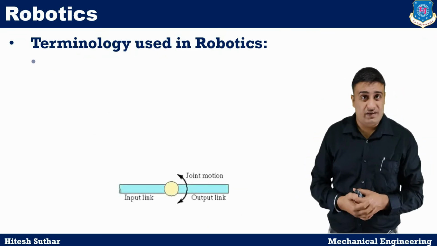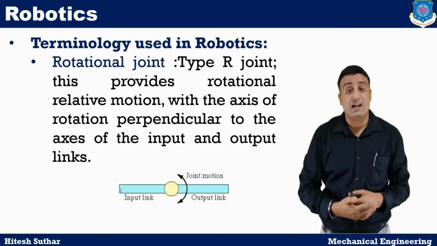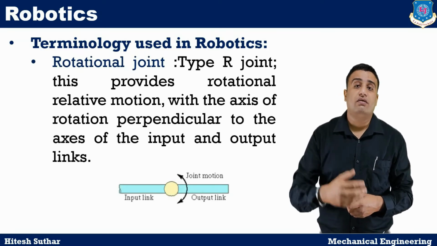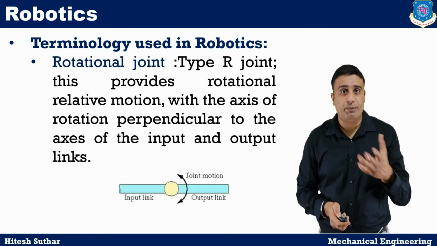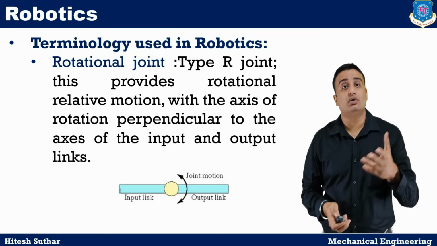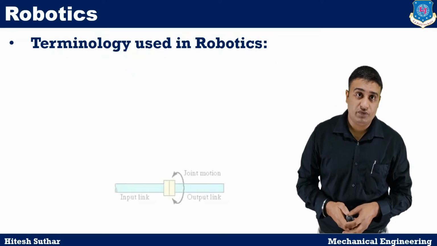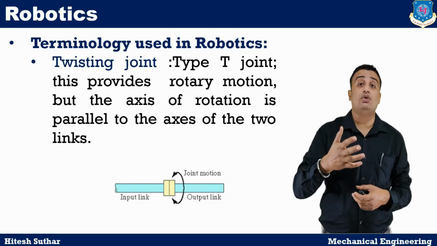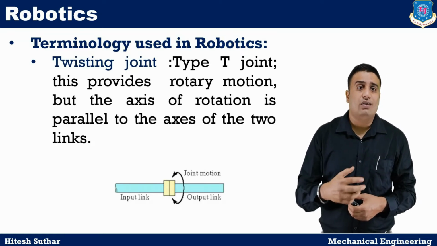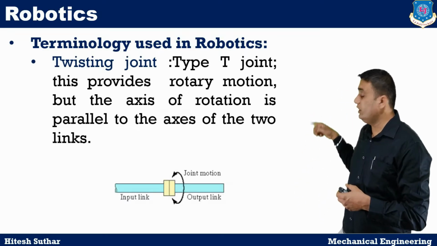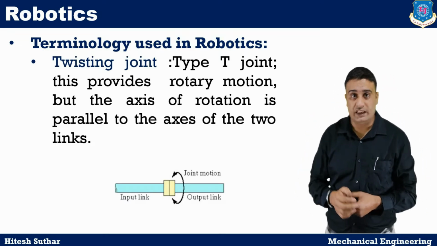Next is the rotational joint, known as a type R joint. This provides rotational relative motion with the axis of rotation perpendicular to the axes of the input and the output link. This is known as a type R joint. Moving on to the next, this is the twisting joint, the type T joint. This provides rotary motion, but the axis of rotation is parallel to the axes of the two links, as we see in the figure.